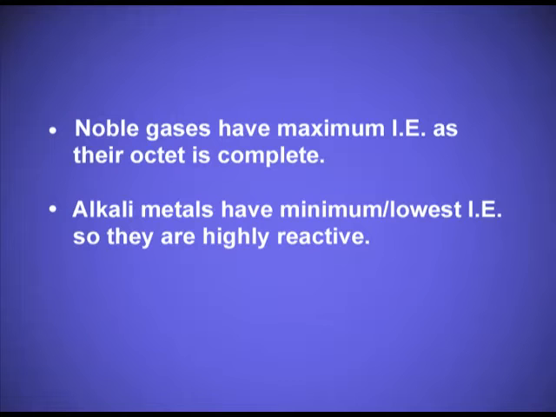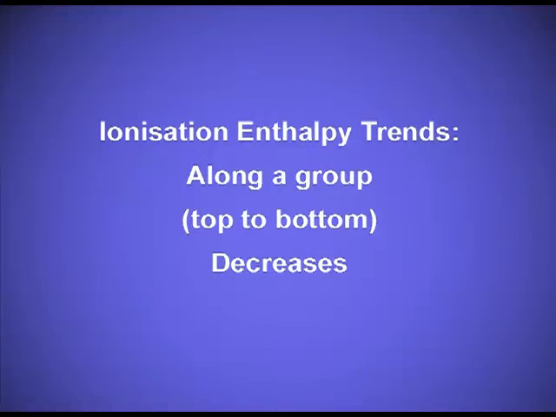The alkali metals have the minimum or lowest ionization enthalpy. The reason is each alkali metal has the largest atomic radius in its respective period. Also, they have only one electron in their valence shell. So, their ionization enthalpy is lowest.